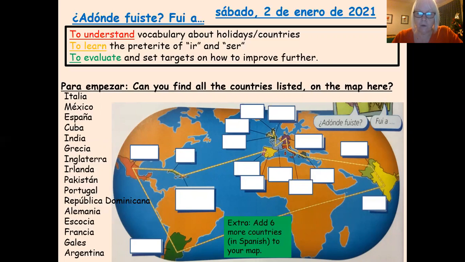Pause the video while you have a look. There's a useful atlas in the back of your planner if you're not sure about where things are. So pause the video while you have a think about where those countries would go on the map. You're going to write them all down in a moment. Just at the moment, you're just doing a brainstorm. How good is your geography?